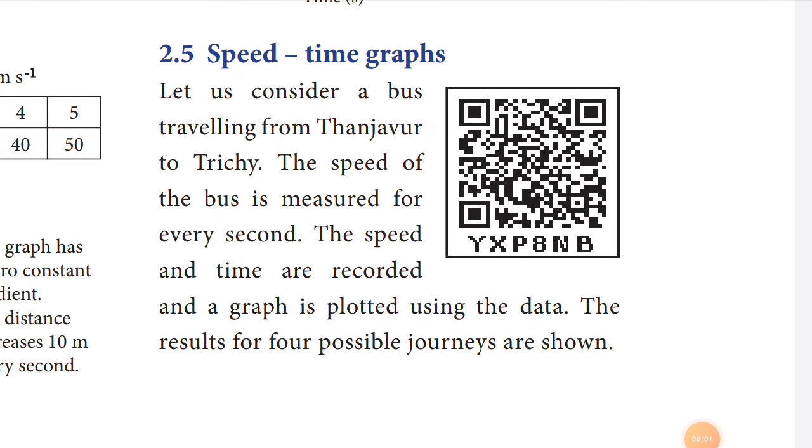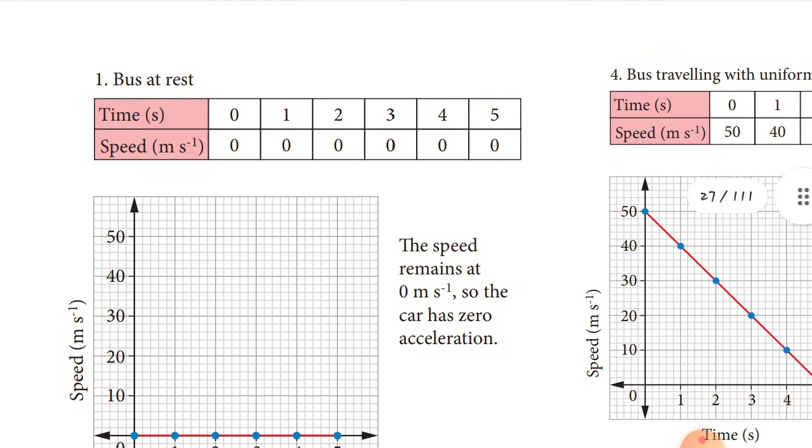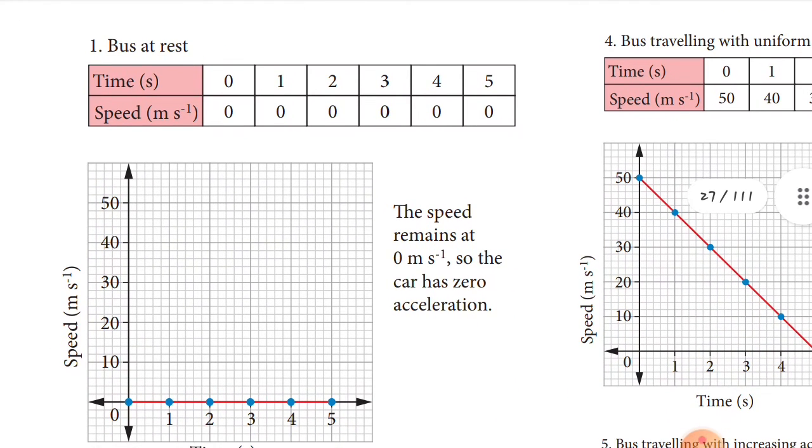Okay, children, see the speed time graph. See the bus traveling, see this data, children. First you see here. The bus is traveling from Tanjavur to Trichy. And here the speed of the bus is measured for each and every second. Here the speed and time are recorded to the graph. Here they are plotted using the data. So this is known as what?